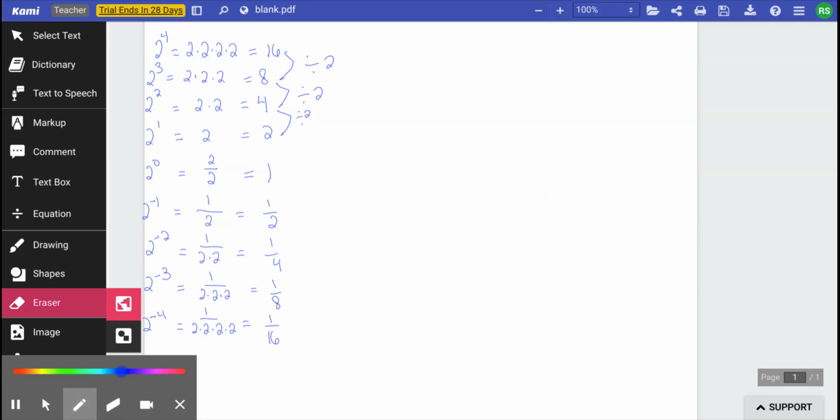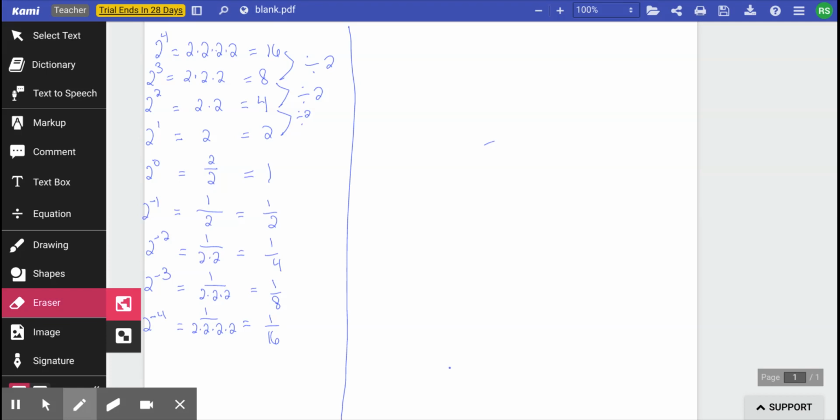A negative exponent does not yield a negative number necessarily. A negative exponent usually introduces a small fraction. So let's talk about exponents of 0 specifically in this part of the video.